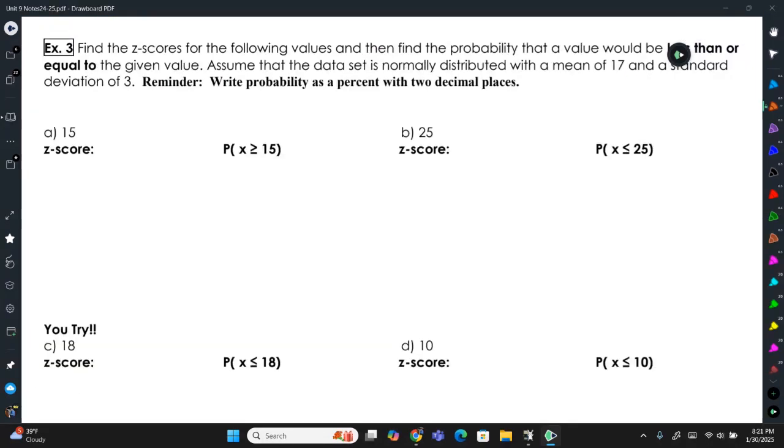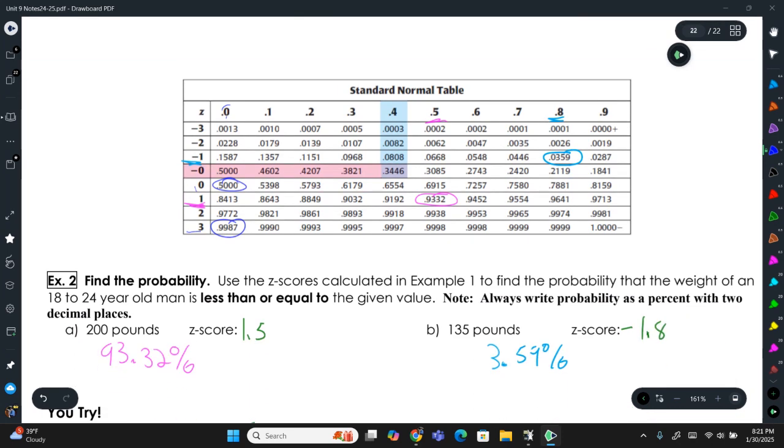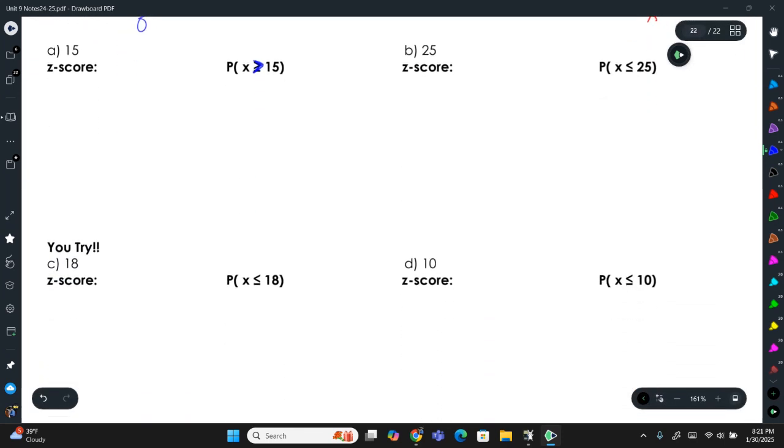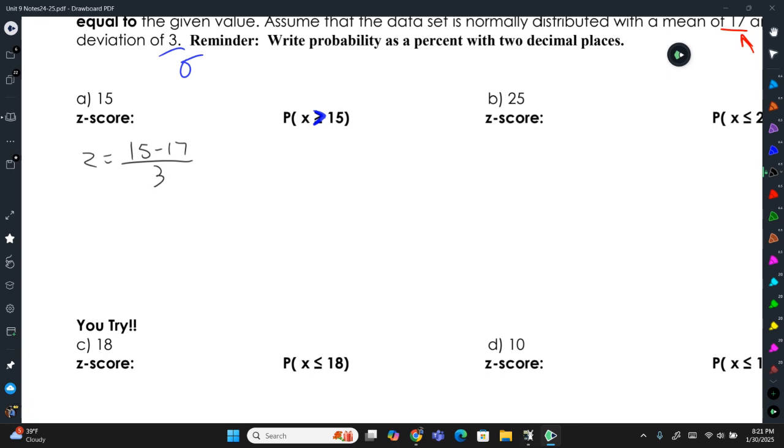All right, so in example 3 here, we have a mean of 17, so that's our x bar. We have a standard deviation of 3. Now, the very first one, I'm not asking for less than or equal to 15. This should just be x is greater than 15. So we're going to have to account for that, because the table gives us less than or equal to, but we want greater than 15 this time. So let's find the z-score. Z is 15 minus 17 over 3.